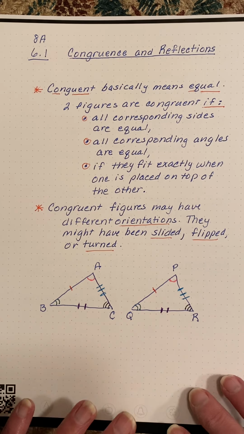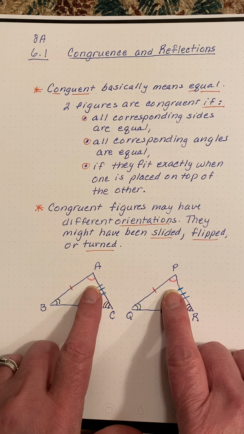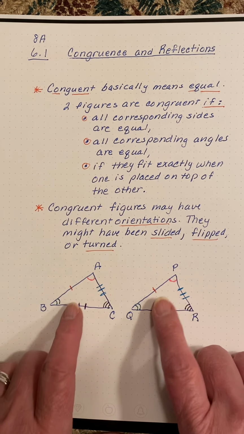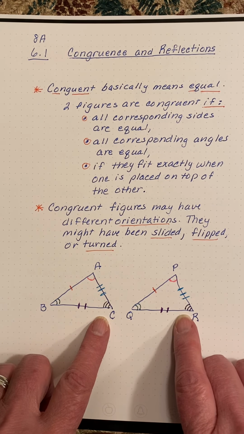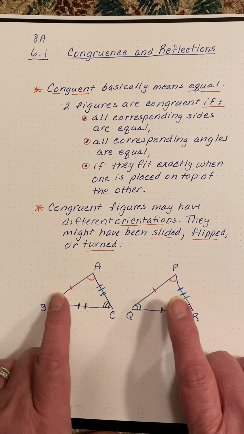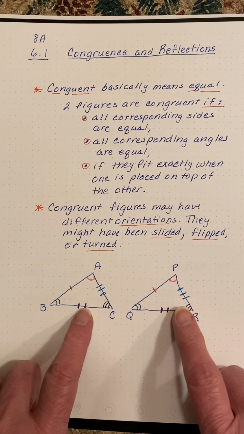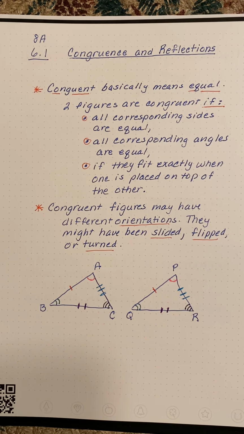The next thing to check are the angles. So the angles A and P are the same with the single curve. B and Q are the same with the double curve, and C and R are the same with the three curves. Therefore, these two triangles are congruent. Since they're orientated the exact same way, it is quite easy to find that out.